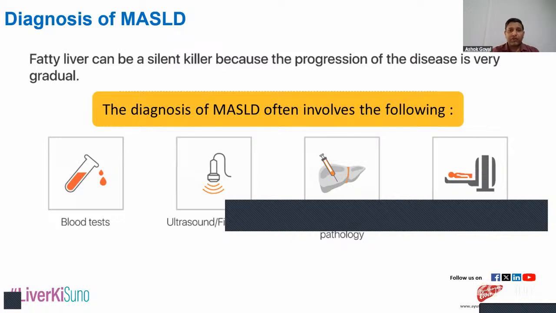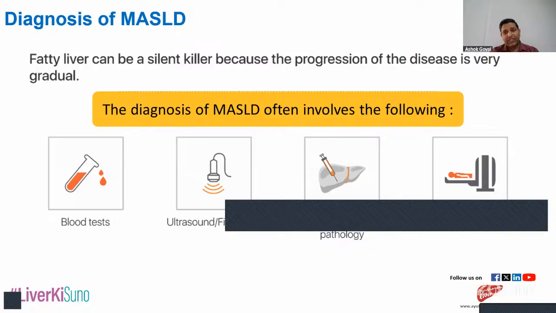The diagnosis of metabolic liver disease often involves the following. There are certain blood tests through which we can screen the patient. Then we have imaging, ultrasound or FibroScan equipment, through which we can detect the fat component as well as the fibrotic component. Then the gold standard, which is liver biopsy. It is very important for a MASH patient to detect whether the patient has steatohepatitis or not. And not just metabolic dysfunction-associated fatty liver disease, but certain other overlapping diseases can also be detected through liver biopsy.